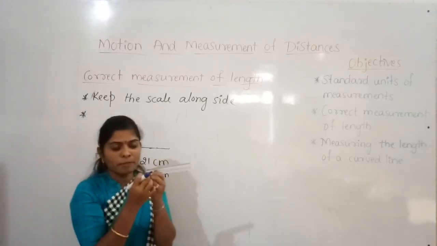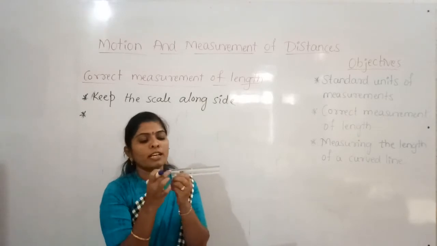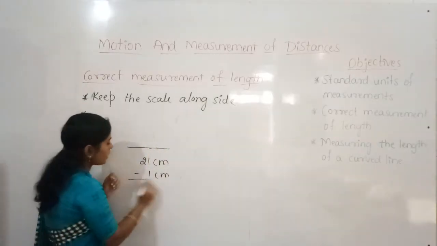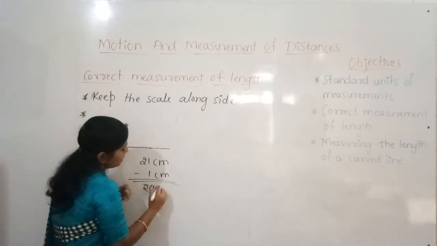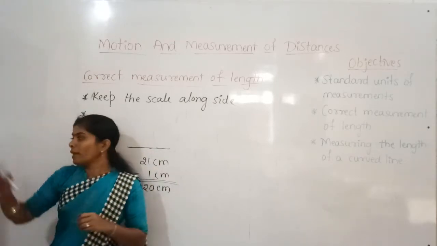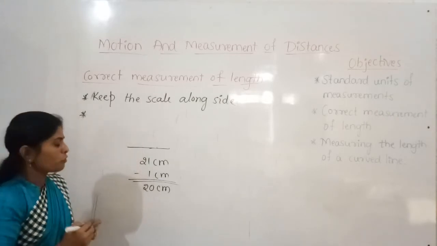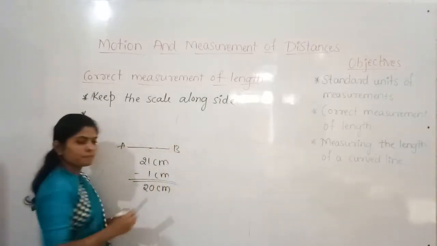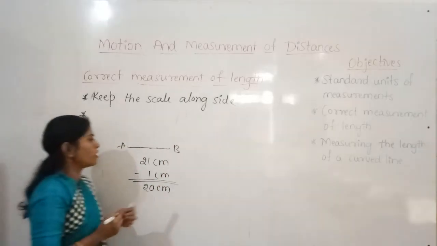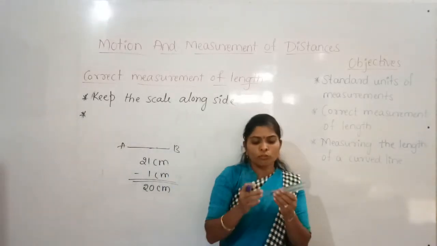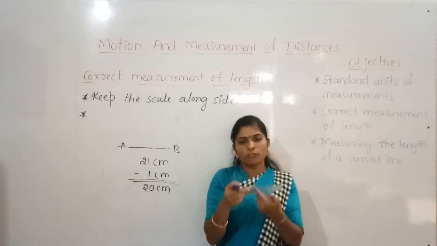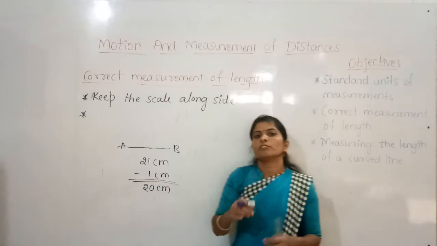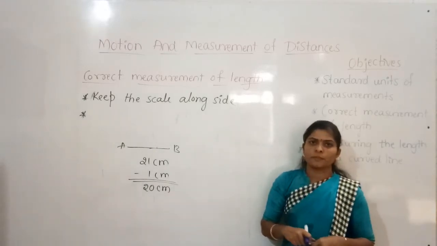We have taken the measurement from the 1. So here 1 centimeter what is there, we have to subtract that. Then we can say that the line measures 20 centimeters. So this is the length of this line, say AB. Likewise you have to measure. Suppose if there are 2 centimeters that are not there, again take from 3 and subtract 2. So likewise we can get the measurements.